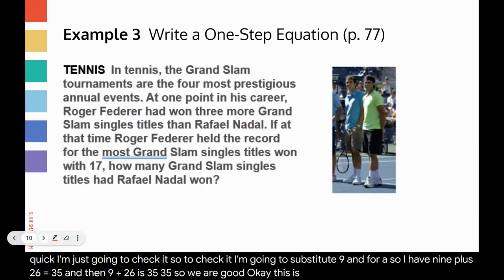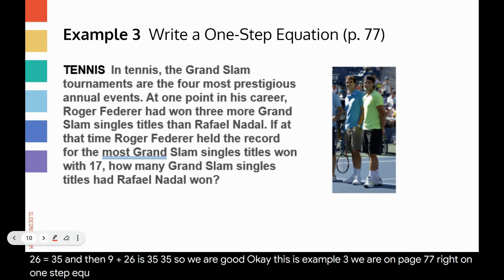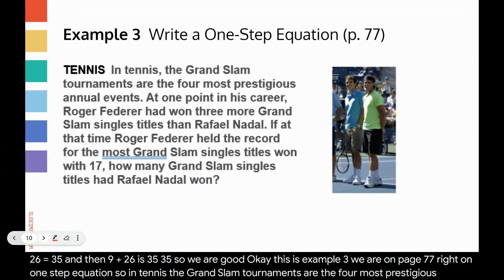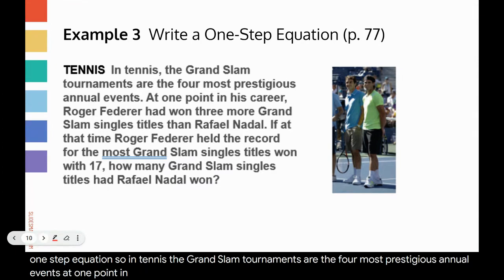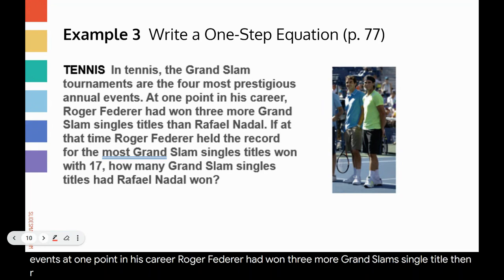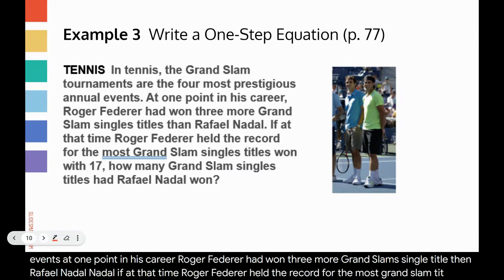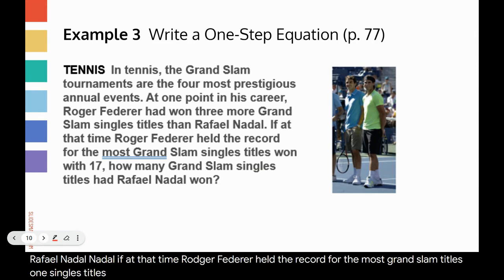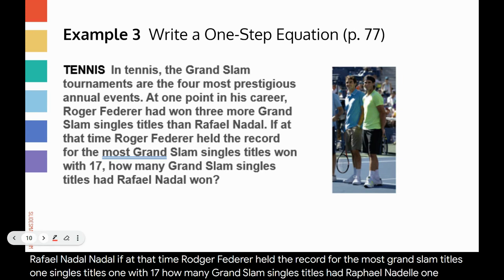Okay, this is example 3. We are on page 77, write a one-step equation. So in tennis, the Grand Slam tournaments are the four most prestigious annual events. At one point in his career, Roger Federer had won 3 more Grand Slam singles titles than Rafael Nadal. If at that time Roger Federer held the record for the most Grand Slam singles titles won with 17, how many Grand Slam singles titles had Rafael Nadal won?